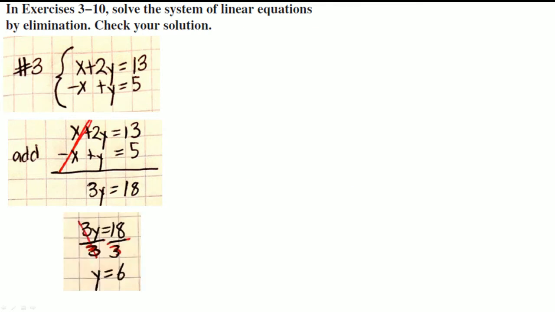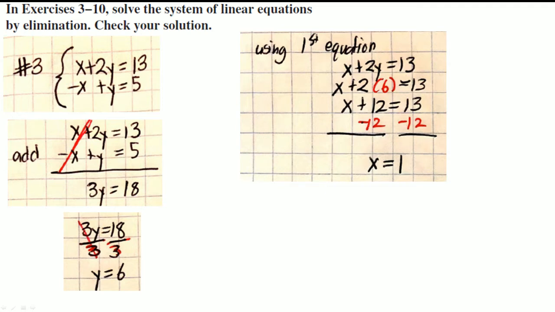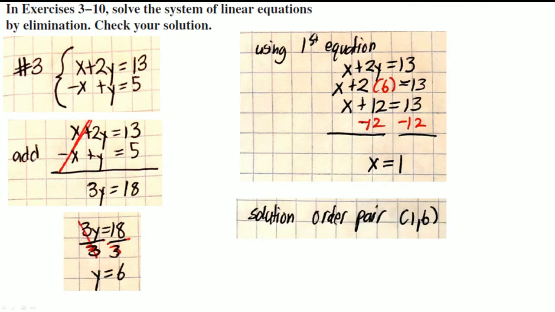Now I need to get x, so I use the first equation, x plus 2y equals 13. I substitute y equals 6. That's why you see that in red. Multiply 2 times 6 becomes 12. I get x plus 12 equals 13. Solving for x, I minus 12 to both sides. I get x equals 1. So I would say the solution pair would be 1, 6, because it is, again, x, y.